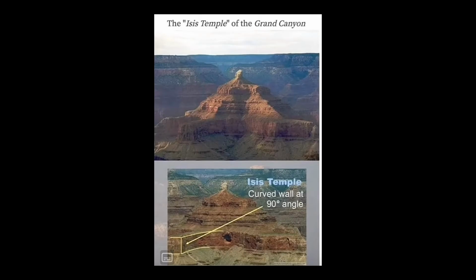The Isis Temple of the Grand Canyon. Isis Temple curved wall at 90-degree angle. So you guys know of Isis, the Isis Temple, and you damn sure know about the Grand Canyon. Well, where is the Grand Canyon? Right here in the Americas, where you are, where I am, and roughly 300 plus million people. Now they tell you Isis is a temple in the pyramids of Giza in Africa. Well, right here in your face, the Grand Canyon and the Isis Temple. And I'm about to get into more about the Grand Canyon.